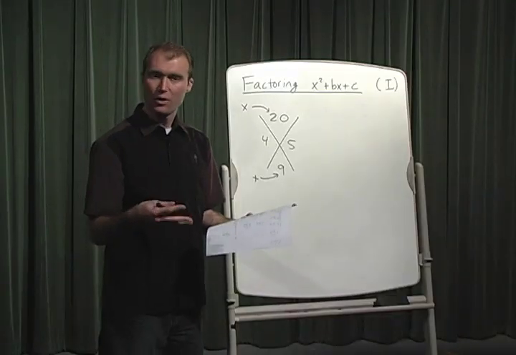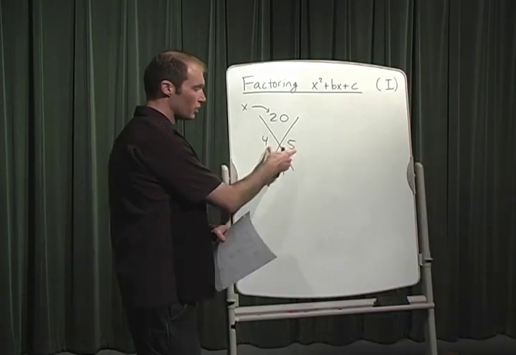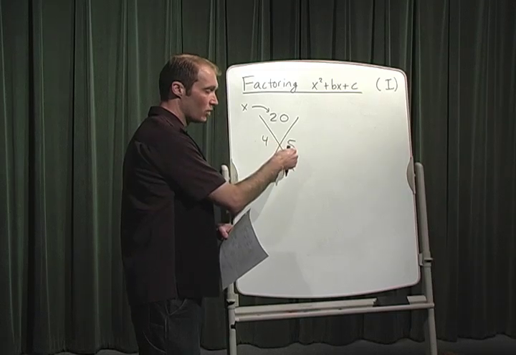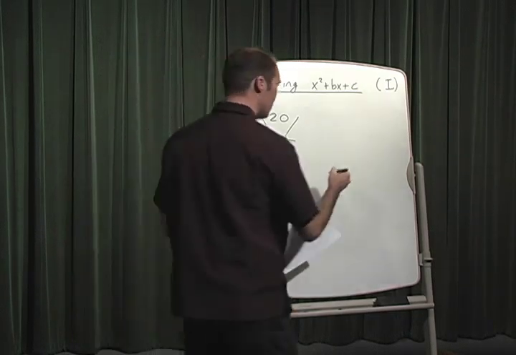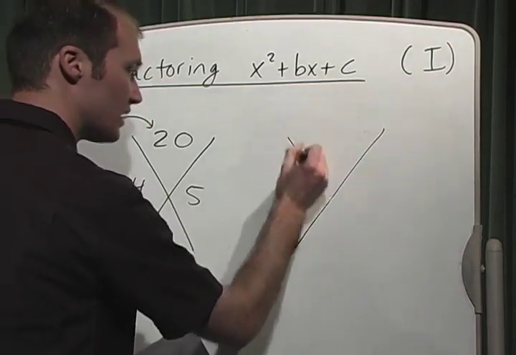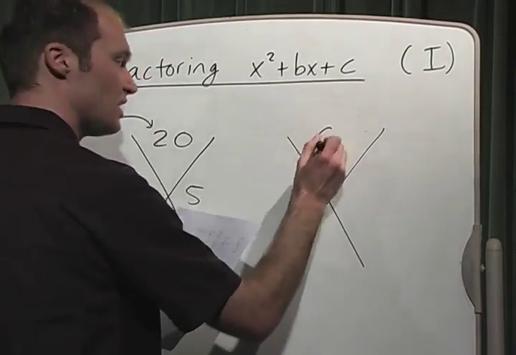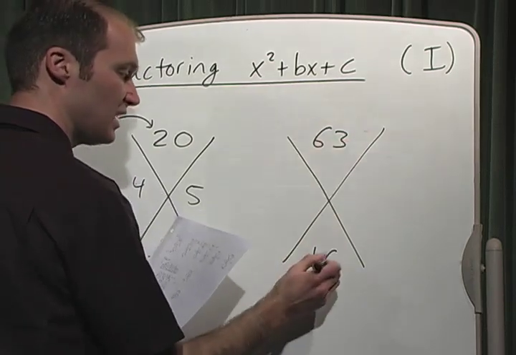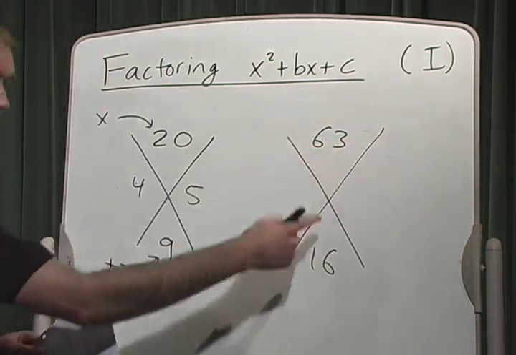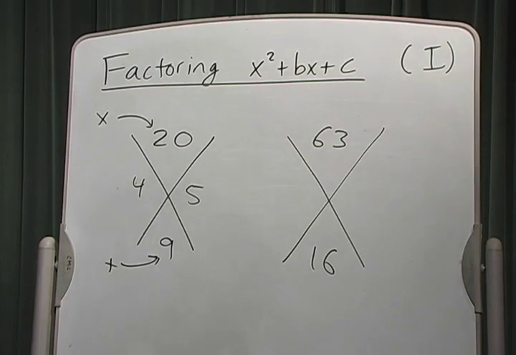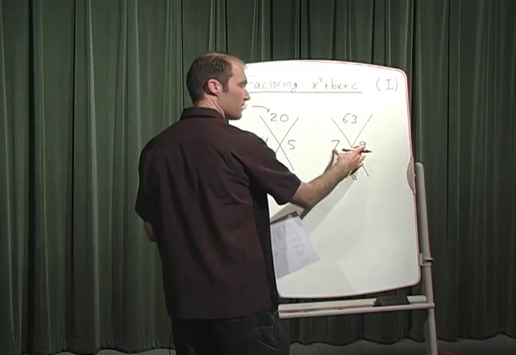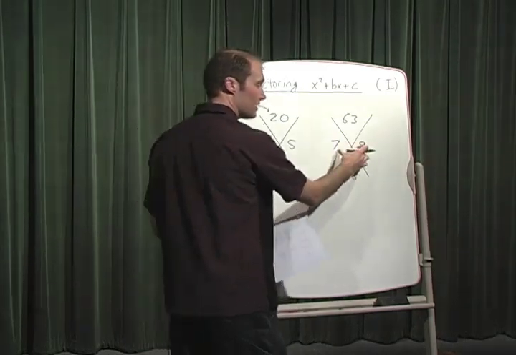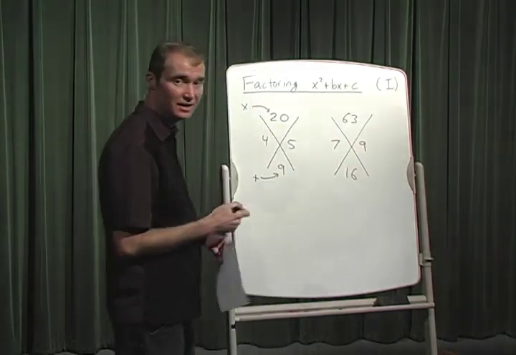Now, it doesn't matter the order that you write it. If you wrote 5 and 4, that's fine. The order doesn't matter. Let's do a few more. So let's suppose that the numbers are 63 and 16. I'm looking for two numbers that multiply to 63 and add to 16. Well, 7 and 9 do the trick. 7 times 9 is 63, and 7 plus 9 is 16.